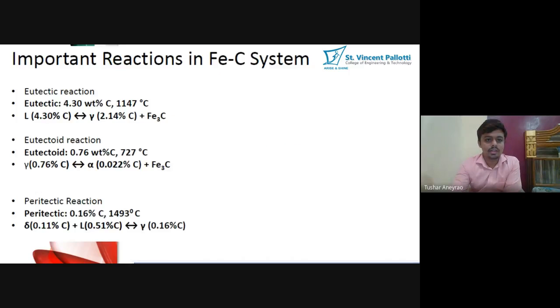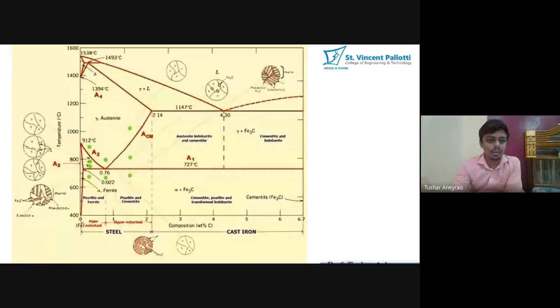If you can see in this diagram, austenite is also present at 0% carbon, right?